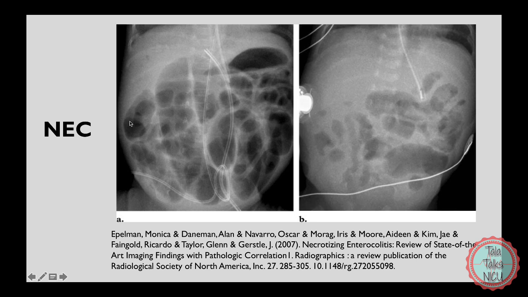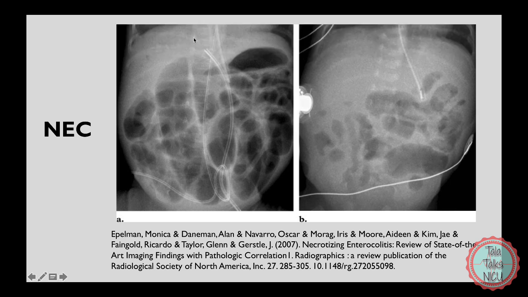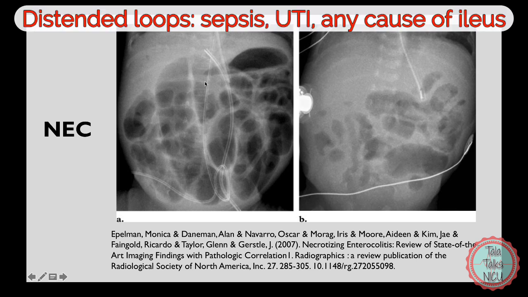So this one here on the left slide has these large dilated sausage-shaped loops. You can end up with loops like this whenever the gut is sick and peristalsis isn't moving the gas along. So you can see an X-ray like this if a baby is septic or has a UTI or really any causes for ileus.